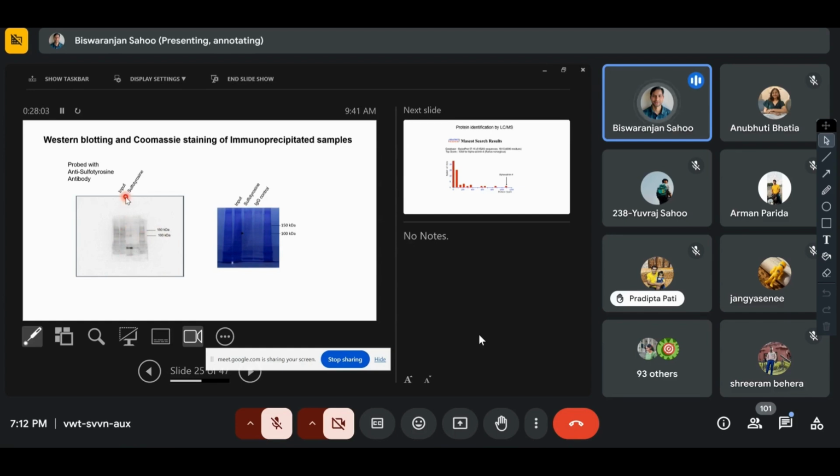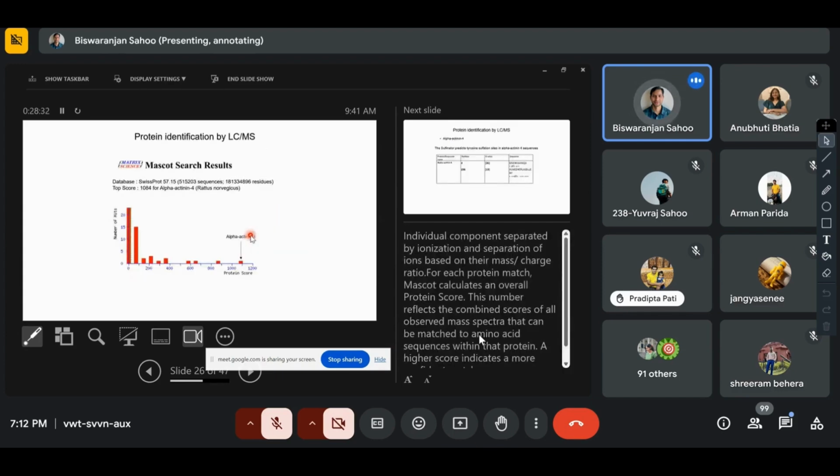It's getting pulled down. That means we put the antibody and it specifically binds only to those proteins which are getting tyrosine sulfated. So we found this 105 band, but the upper band we never get in the immunoprecipitation. It always detects the lower band. So we stained with silver staining, took this 105 kD band, and sent it for LCMS to identify which proteins are there.